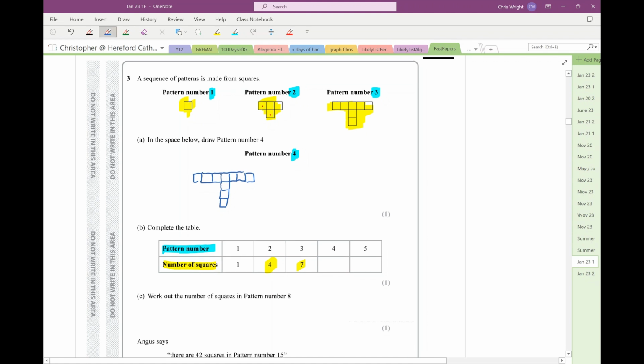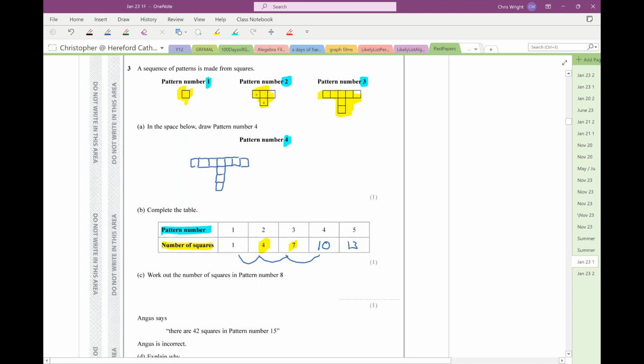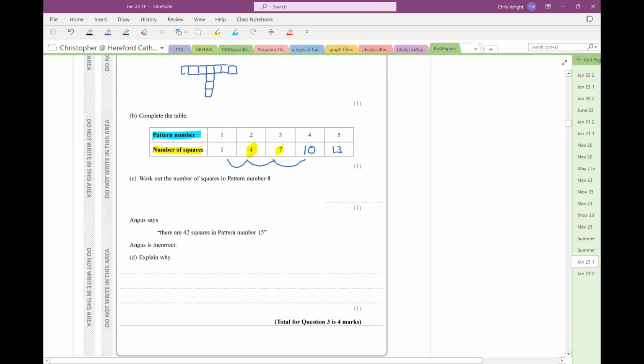Now, how am I going to work out how many for pattern number 5? Well, I can spot that it's going up by 3 each time. So pattern number 5 will have 13. Work out the number of squares in pattern number 8. Well, if 5's got 13, then I'm thinking 6, 7, 8, add 3 each time. So I'm thinking pattern 8's got 22.